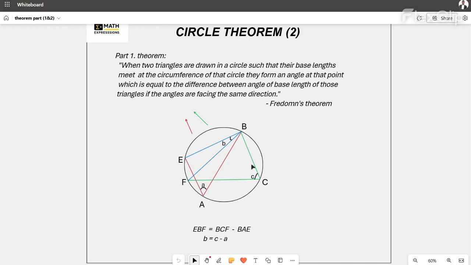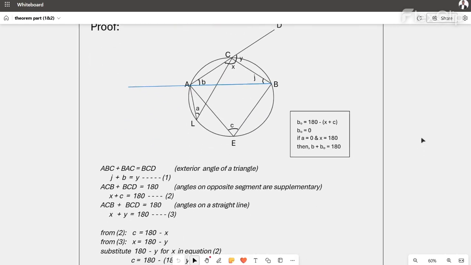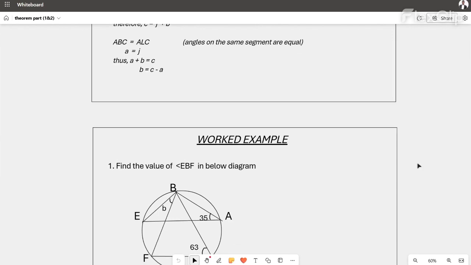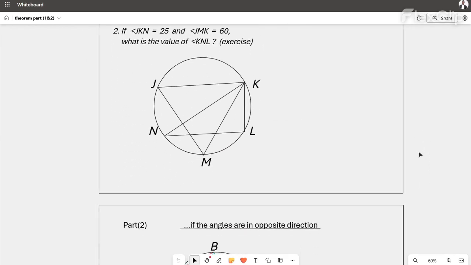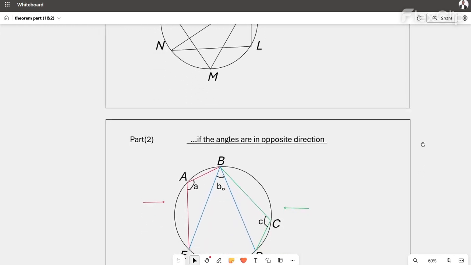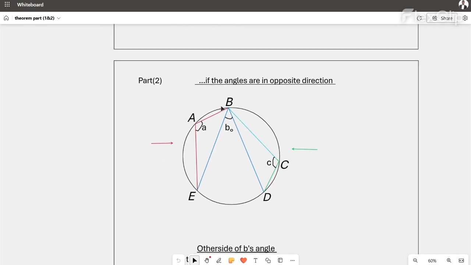If you want to know more about Fredom's theorem when the angles are facing the same direction, you can go back to our previous video so that you can have a full understanding of what Fredom's theorem is all about. So let's go back to what today's video is all about. Like I said, we will be discussing Fredom's theorem, but in this case, we are going to find out what happens if the angles are in opposite directions. That's what we're going to discuss today.